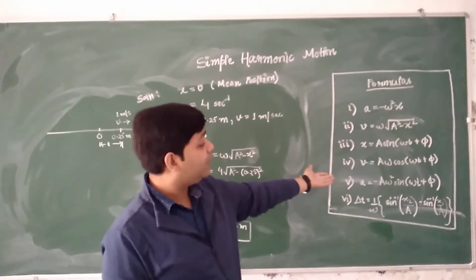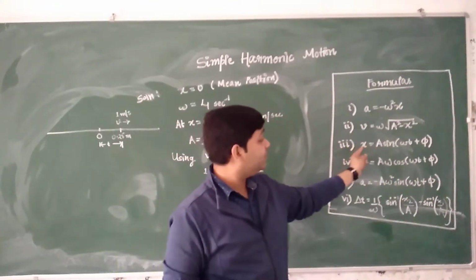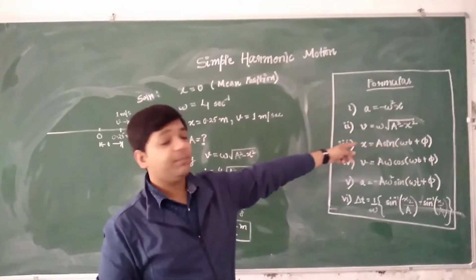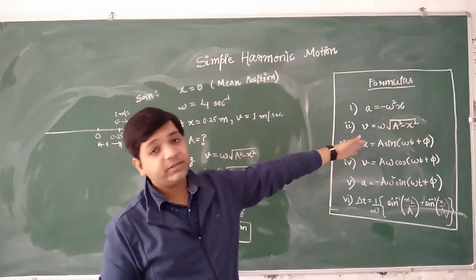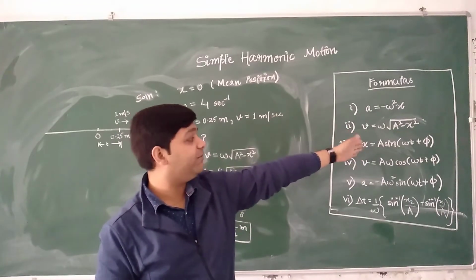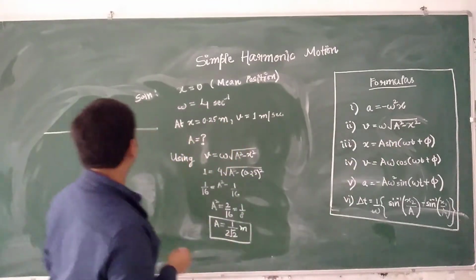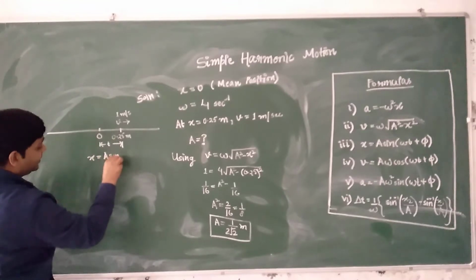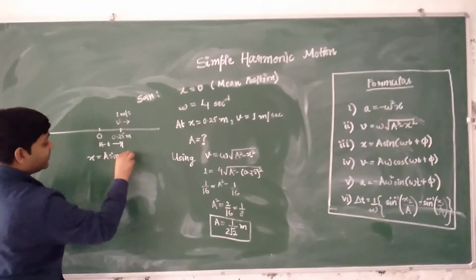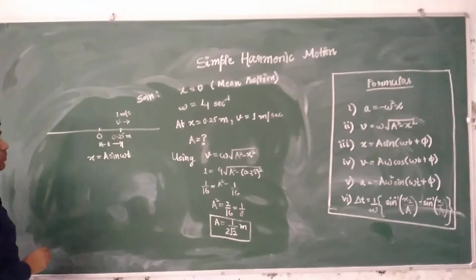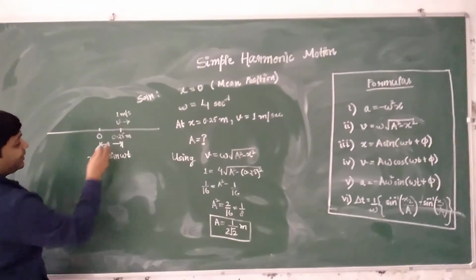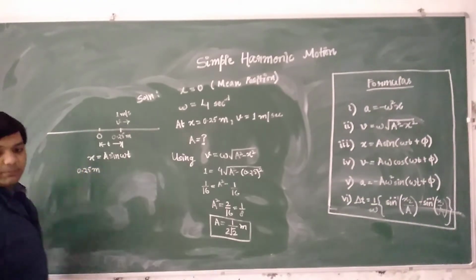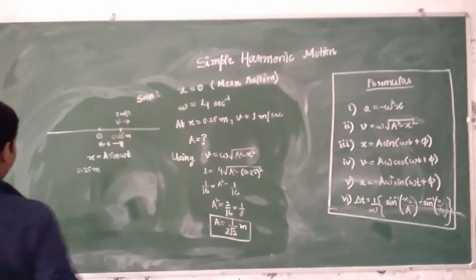We can use any of these formulas, right? If you use this formula, x is equal to a sin(omega t plus phi), because the mean position of the particle is x equal to 0, the value of phi or phase constant will be 0, and then we will have x is equal to a sin omega t, right? We have already discussed this under special case. Now x is equal to 0.25 meter, right? Let me not write the unit because it is already in SI.